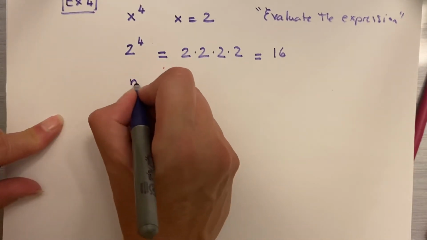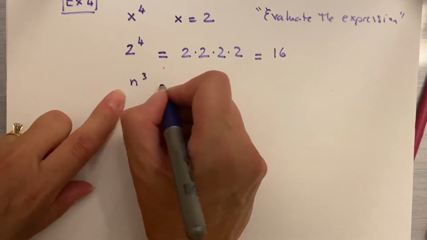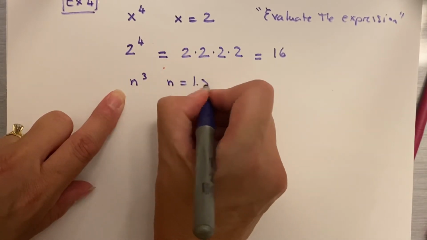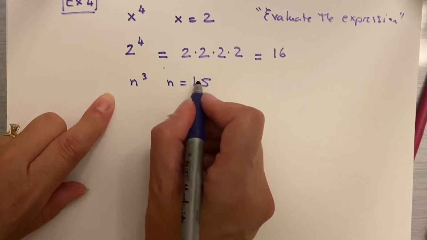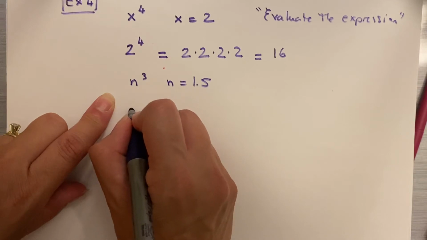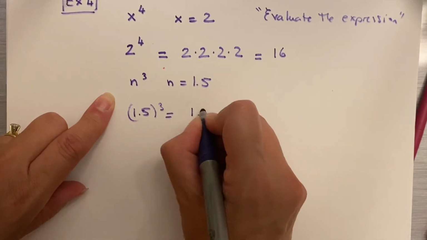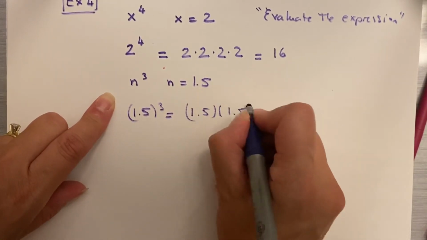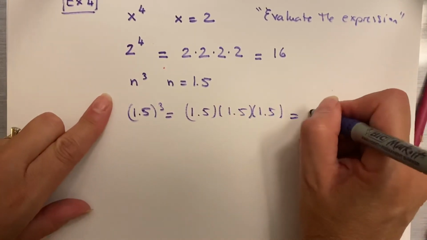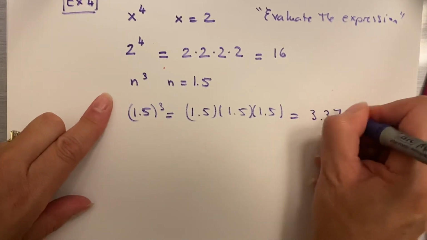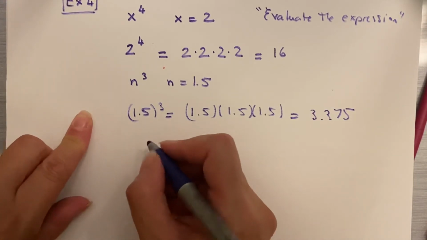Again, this doesn't always have to be a nice round number. Sometimes you're going to have a fraction, or sometimes you're going to have a decimal. N cubed, what if n is 1.5? Well, if that's the case, then we're going to substitute 1.5 in for n. So 1.5 to the third power, or cubed, is 1.5 times 1.5 times 1.5. And if I calculate that, and you can use a calculator, it is 3.375.